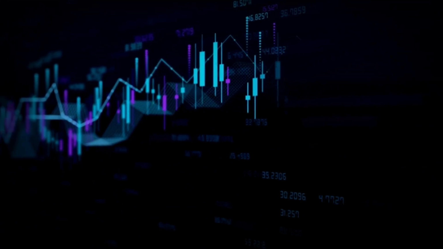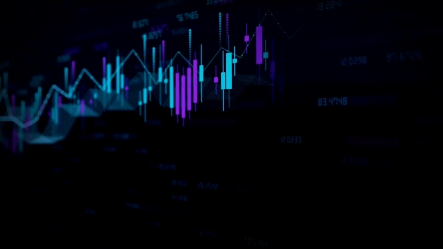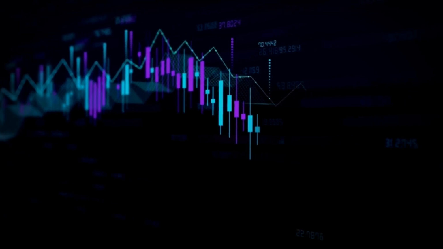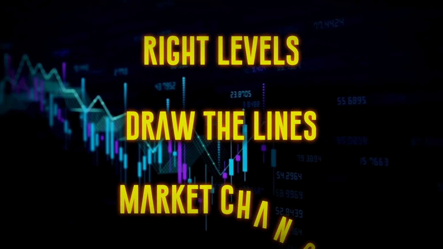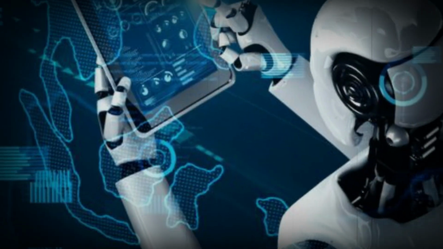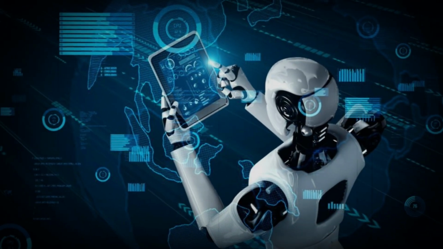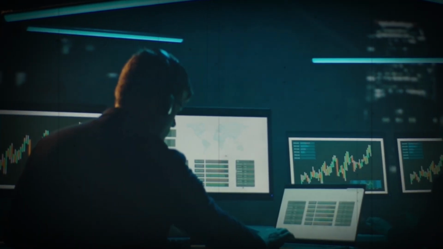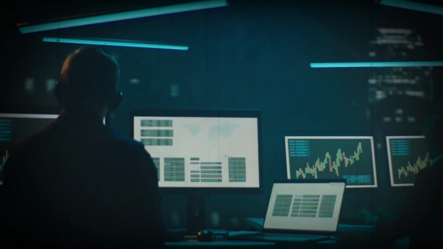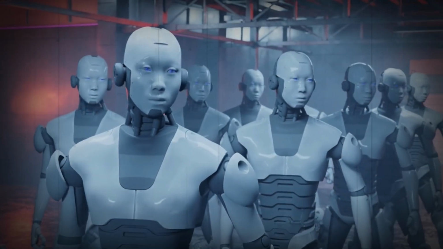But here's the thing. Trend lines can be notoriously difficult to create and update manually. It takes a lot of time and effort to identify the right levels, draw the lines, and adjust them as the market changes. That's where our EA robot comes in. By automating the trendline strategy, we can take the manual effort out of the equation and let the robot do the hard work for us.